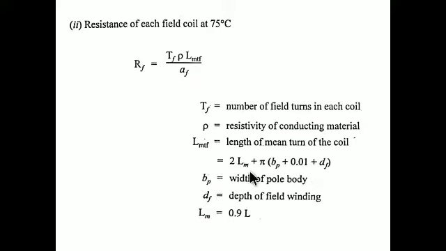It is not a constant. You have to calculate it using this equation: LMTF is 2LM plus pi BP plus 0.01 plus DF. Here LM is equal to 0.9 into length. BP is the width of the pole body. 0.01 is a constant. D is a clearance value. DF is the depth of the field winding. By substituting all these, you can easily find the resistance of the field coil.